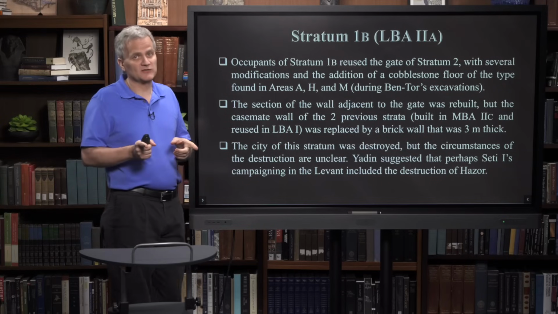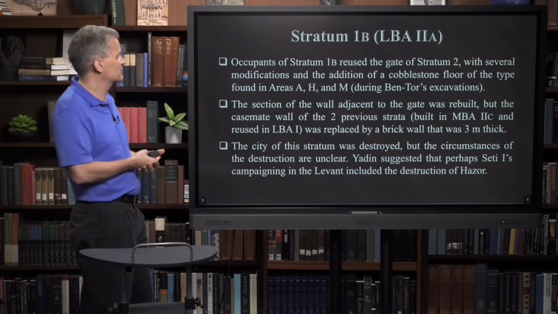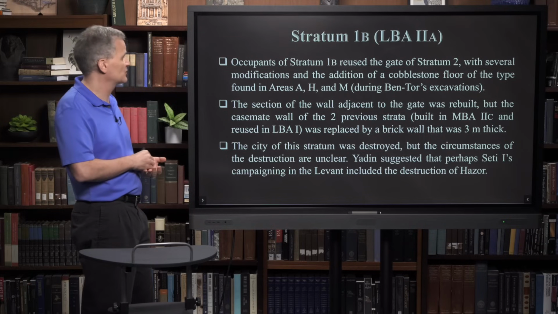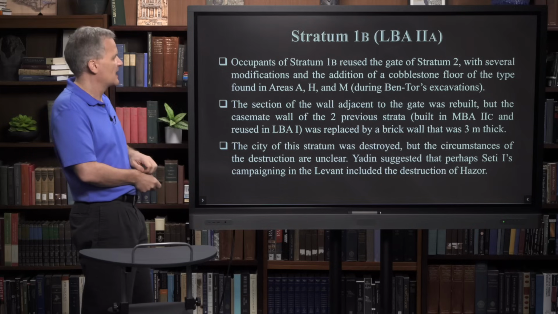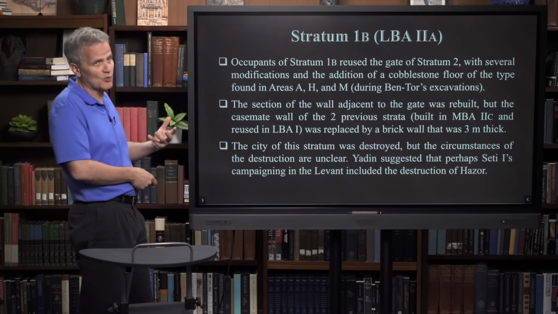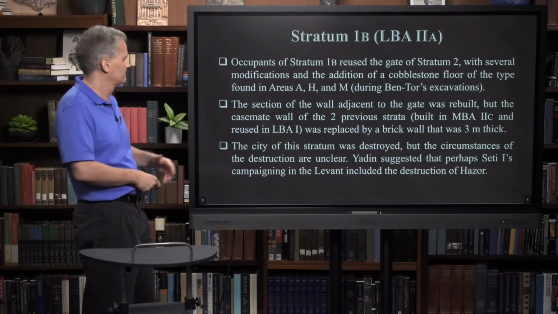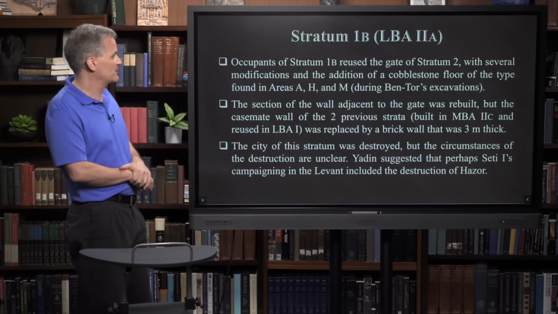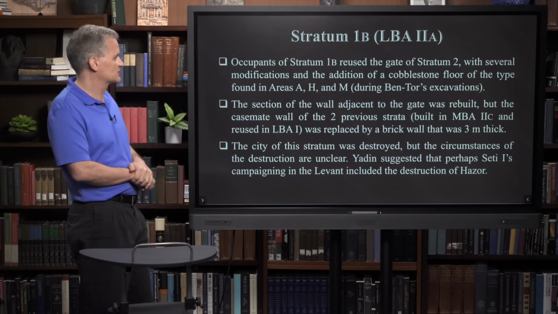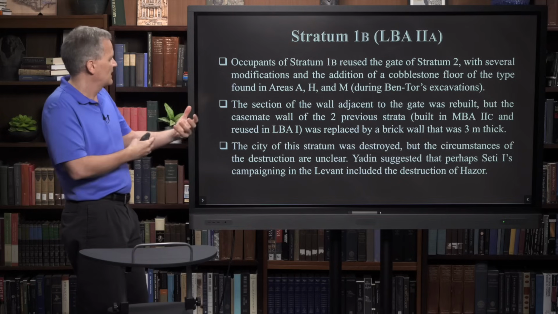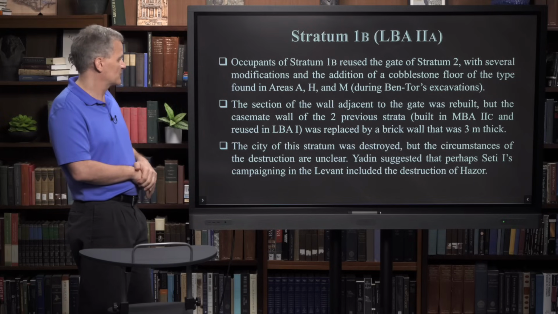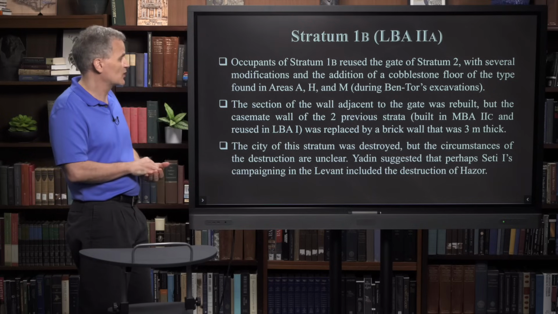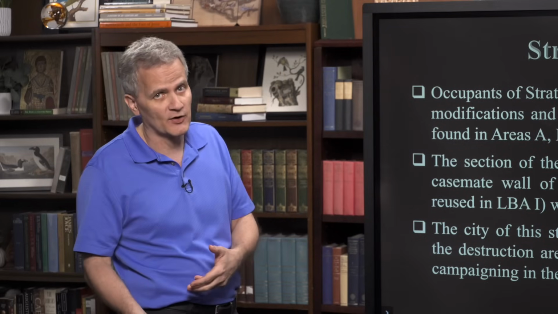Well, there's more that we know about this occupational phase. For example, occupants of stratum 1B reused the gate of stratum 2 with several modifications and the addition of a cobblestone floor of the type found in areas A, H, and M, which was found during Ben Tor's excavations since the 1990s. The section of the wall adjacent to the gate was rebuilt, but the casemate wall of the two previous strata, built in Middle Bronze 2C and reused in Late Bronze 1, was replaced by a brick wall that was 3 meters thick. The city of this stratum was destroyed, but the circumstances of the destruction, at least at this point, are still pretty much unclear.